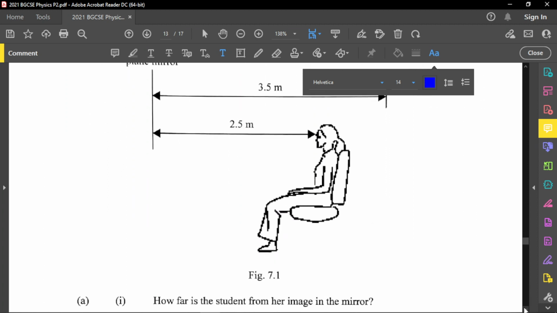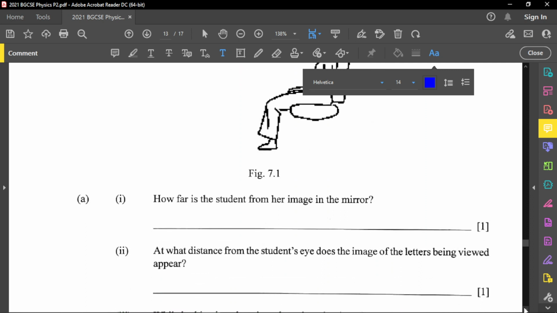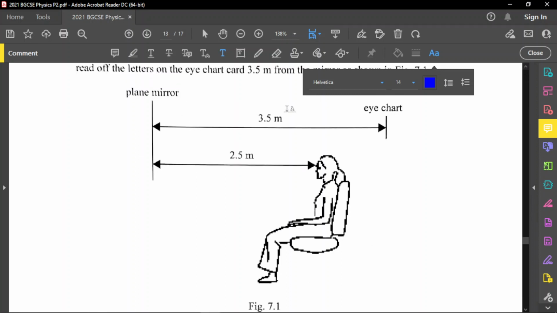For part A, it said, how far is a student from her image in front of the mirror? So how far is she sitting from her image? Let's point out something quickly: for a plane mirror, the image distance behind the mirror is the same as the object distance in front of it. So let's make a note that the image will be here. The image of the girl will be 2.5 behind the mirror, as well as 2.5 in front of the mirror. This is not drawn to scale.